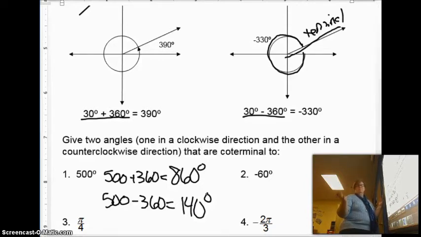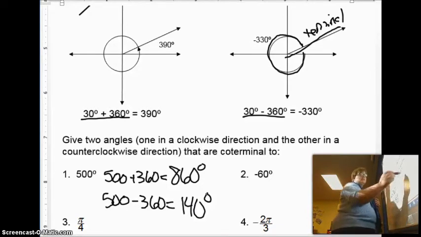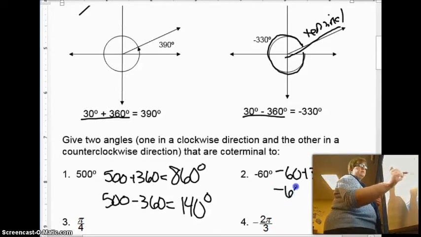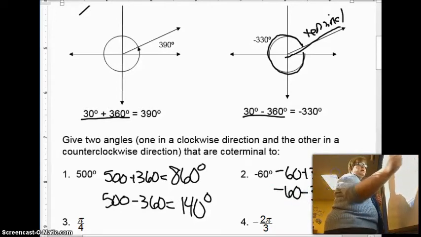Pretty easy. Now for negative 60, to find other coterminals, we'd add 360 degrees, and we could subtract 360 degrees. So we'll get 300 degrees and negative 420 degrees. Can't leave off our signs.